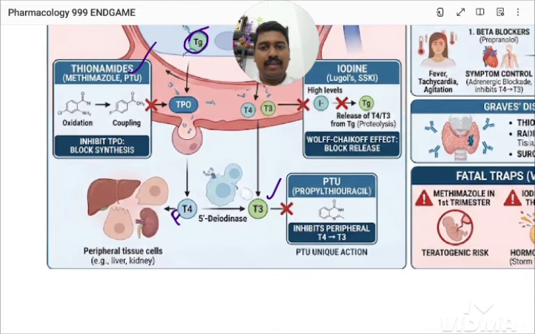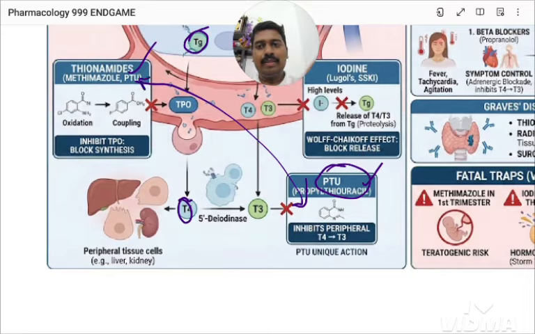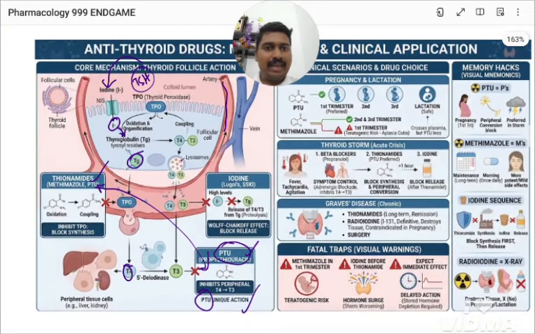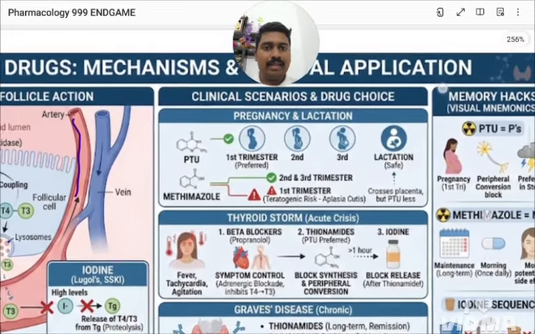Now the third category of drug is one which blocks this peripheral conversion of T4 to T3, and that is also done by propylthiouracil. It has dual action: it inhibits TPO, and it also inhibits peripheral conversion. So this action is unique to PTU, and it is not done by methimazole. So these three main antithyroid drug actions we are concerned about.